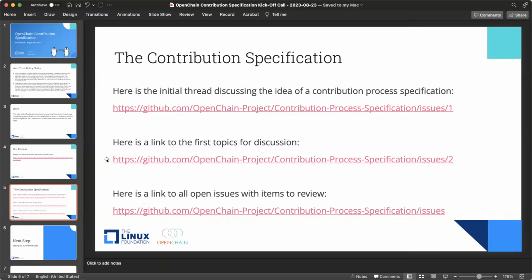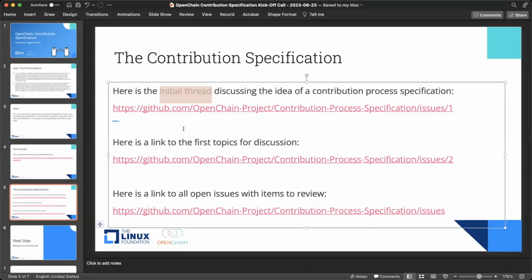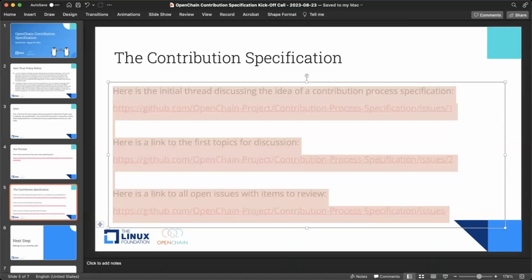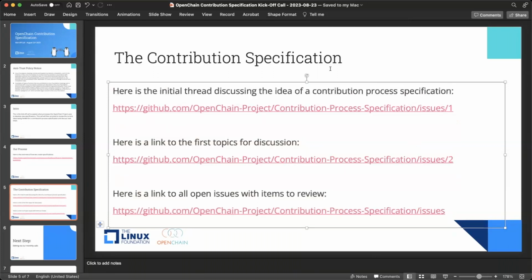And ideas flew in. So we have an initial thread discussing it. We have first topics for discussion, and we have all the open issues for review. Let me copy and paste all of this text into the chat for people who want it. And let me dive right in and show you some of where we were at and why that matters.